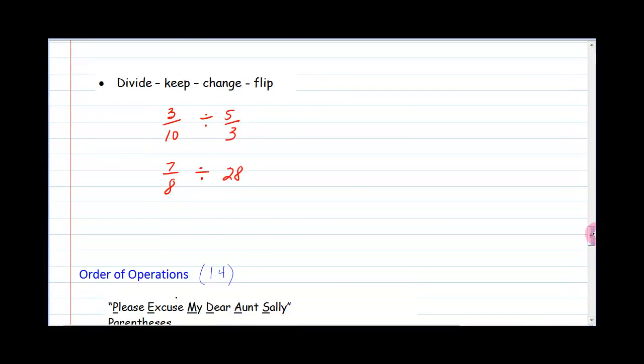The concept of division really isn't any different. We're going to keep the first number, change the sign to multiplication, and flip the second, and then multiply as normal. So we're going to keep the first, change the sign, flip the second. Keep, change, flip. Now, I can't reduce anything here, so I just multiply straight across, and I get 9 over 50. And I have to leave it like that.